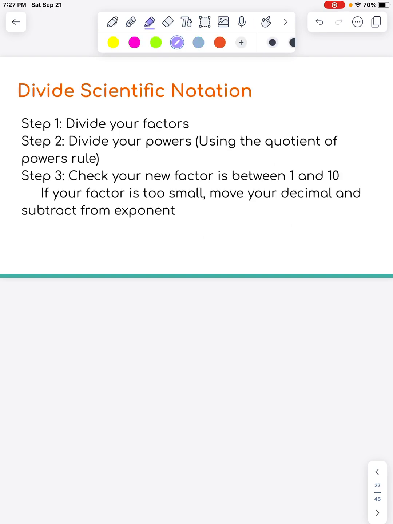Now we are going to look at dividing. So with dividing, very similar, we're going to divide our factors, we're going to divide our powers, we're going to use the quotient of powers rule for that. And if our factor is too small, then we need to subtract from our exponent.